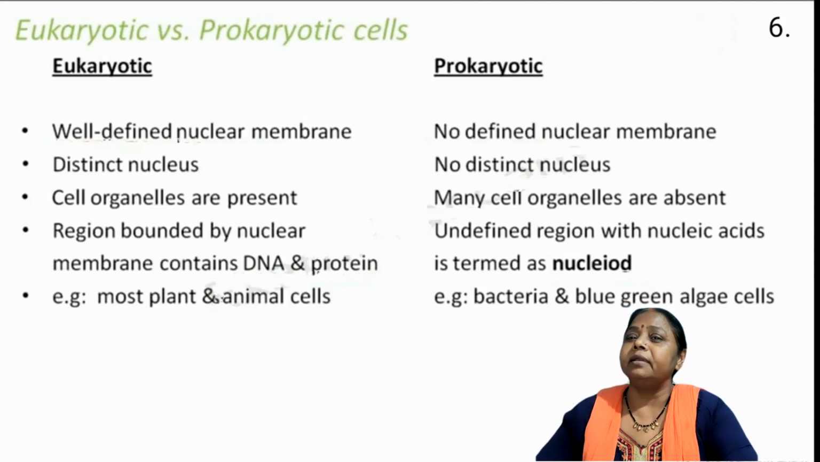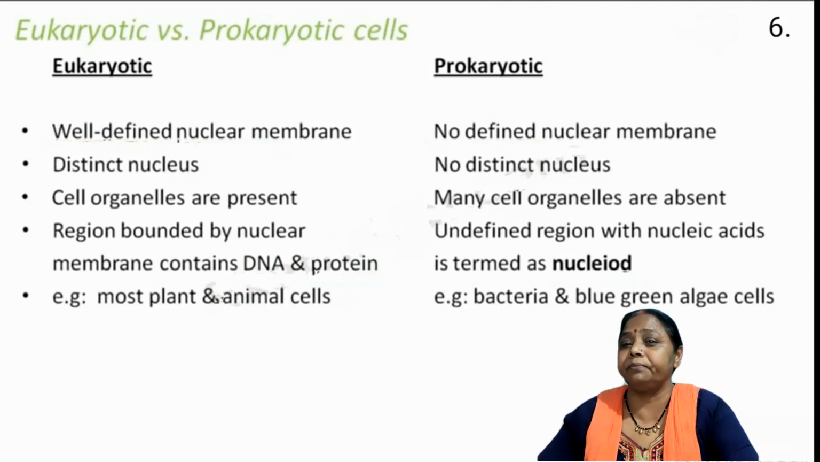Eukaryotic cell, it is having a well-defined nucleus, or nucleic material, nucleic acid is enclosed in a nuclear membrane. और prokaryotic cell में nuclear membrane नहीं होता. So just let us see the differences between eukaryotic and prokaryotic cell. Eukaryotic cell have a well-defined nuclear membrane, whereas prokaryotic cell do not have a well-defined nuclear membrane.